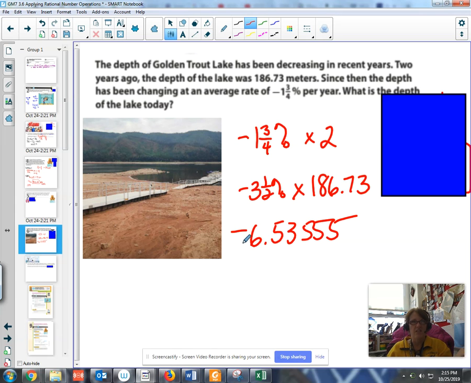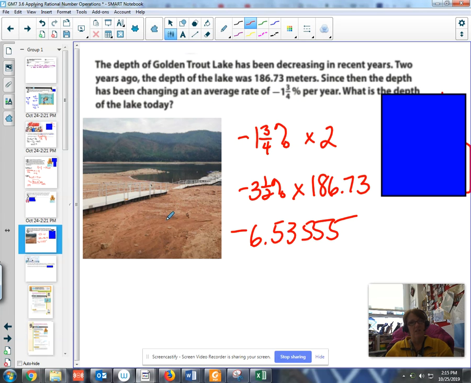You're thinking, oh, down 6, that doesn't sound like much, until you realize we're in meters. That's more than a yard. That's almost 40 inches times 6. That's, wow. Okay, that's over 20 feet. That's quite a bit. So it says, what is the depth of the lake today?